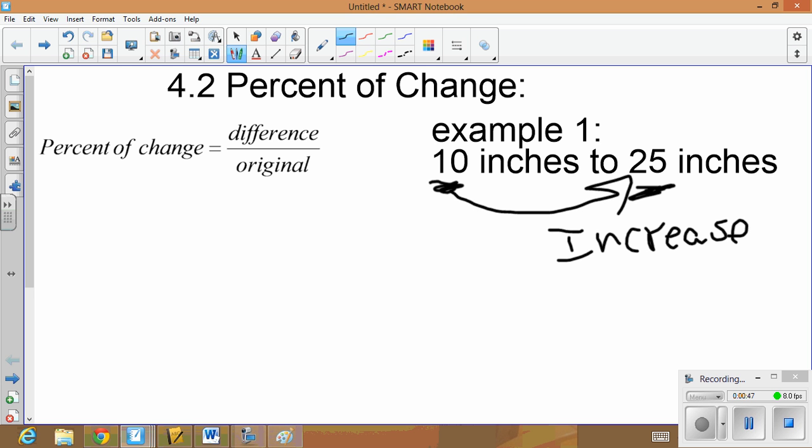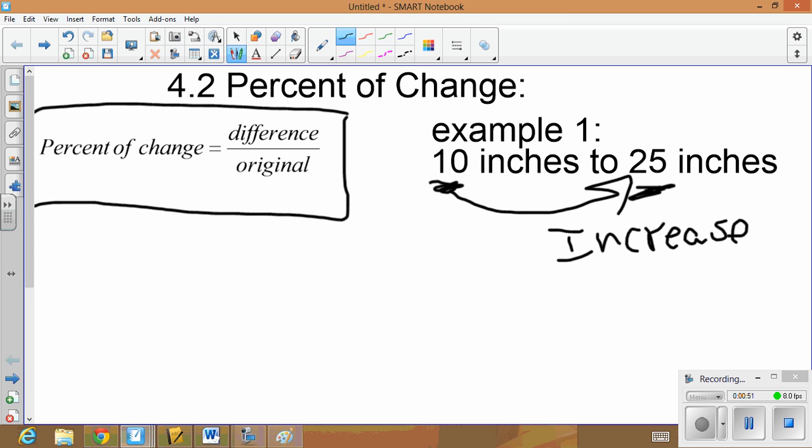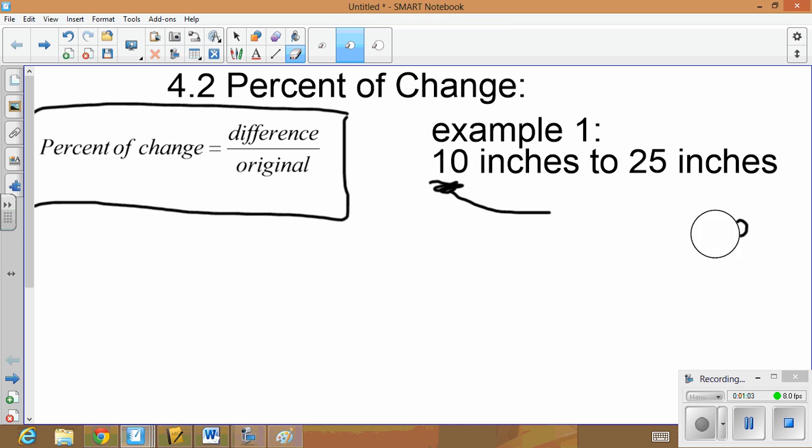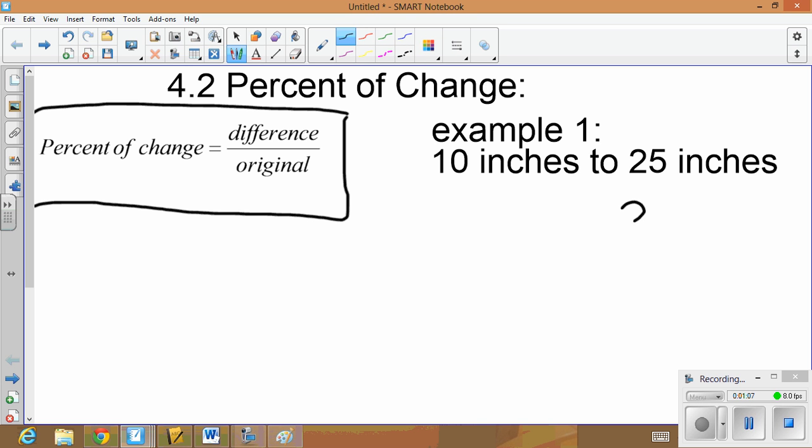Okay, so to find percent of change, this is a formula I would like for you to write in your notebook because you will need it for any upcoming quizzes or tests. So to find the percent of change, you take the difference of the two numbers. Students always ask, how do I know which way to subtract the numbers? Well, that answer is easy. Take the bigger number and subtract the smaller. So your answer is 15.